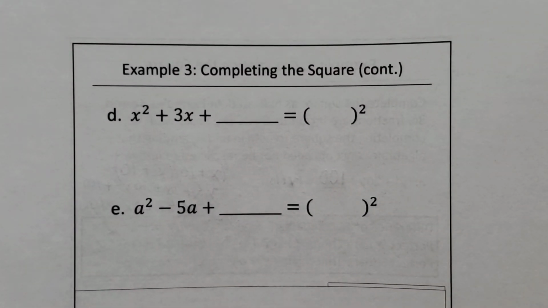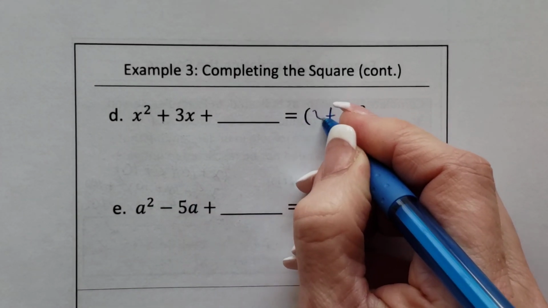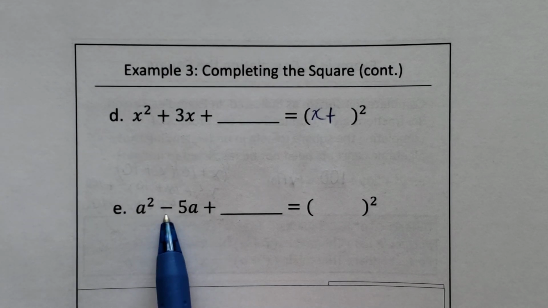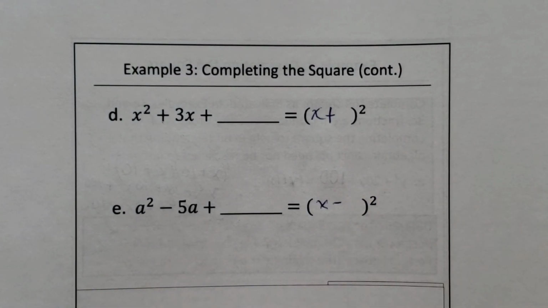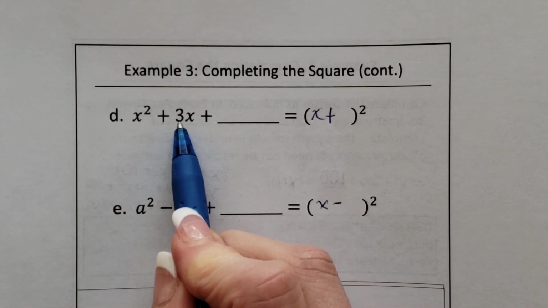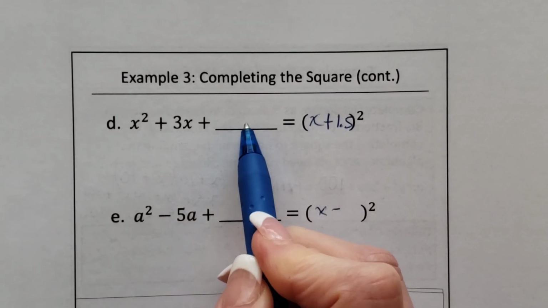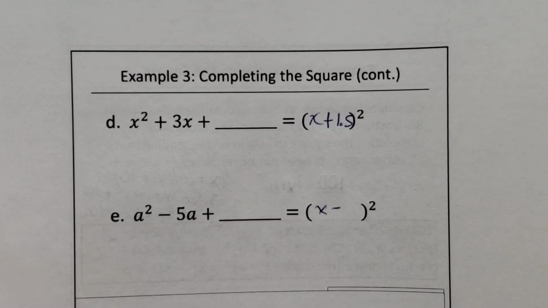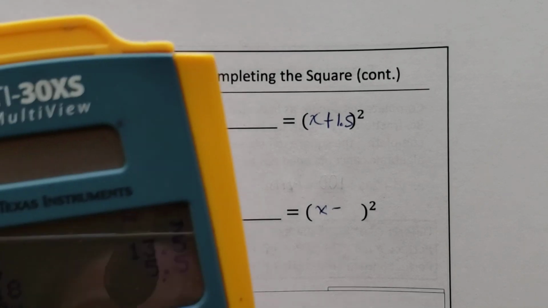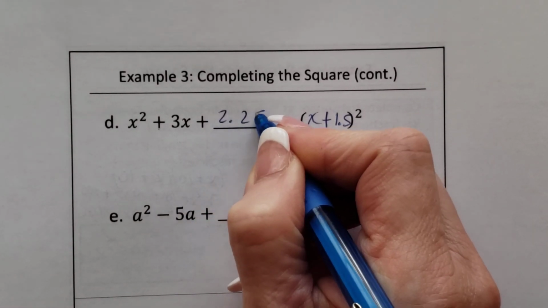All right, these are just the same. So if we have plus here, we know plus goes here. If we have a minus here, we know a minus goes here. So we're going to half this number right here. What's half of 3? It's 1.5. And to get this number, we square 1.5. Well, I'm typing 1.5 squared in on my calculator. It is 2.25. So we've just completed the square.